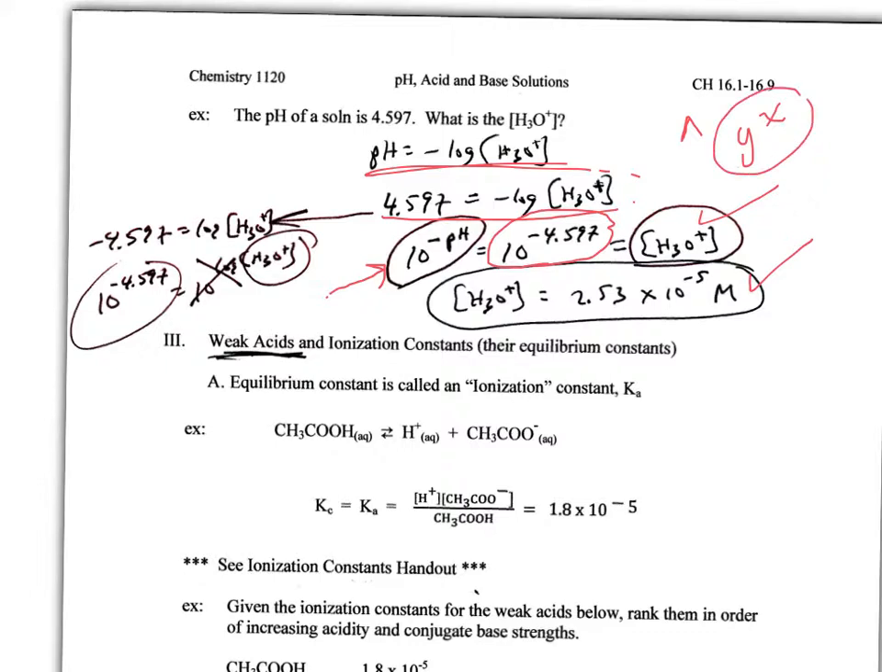Or you can plug in negative 4.597 into the calculator and then do inverse log. Okay, inverse log, or maybe it's your second function. When you look on your calculator, you probably would notice that right above the logarithm button, it says 10 to the x. That's what doing the inverse log is, that you're raising 10 to whatever you've put in there. So you could punch in negative 4.597 and then hit inverse log, and it'll give you the concentration too.